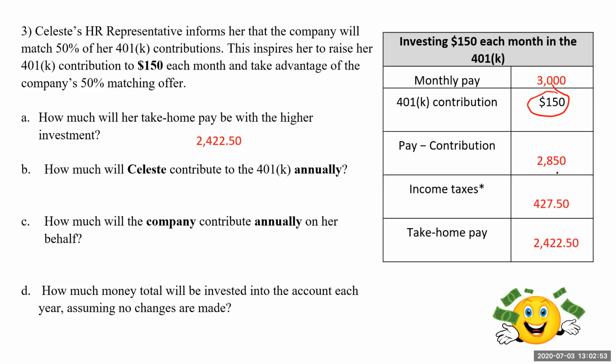Now, how much will Celeste contribute to the 401k annually? How much will she contribute to the 401k annually? So for the year, right? So we have to do her contribution, which is $150 multiplied by what? By 12. And Celeste contributes what? $1,800 every year. Now, the company contributes 50%. So that is half of what Celeste will contribute. So we do 50% of $1,800 and the company contributes $900.